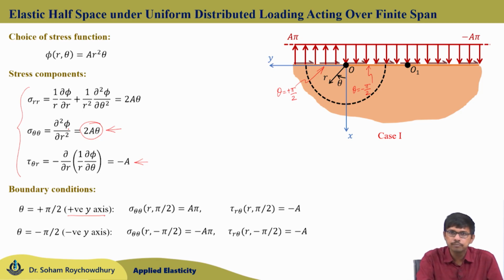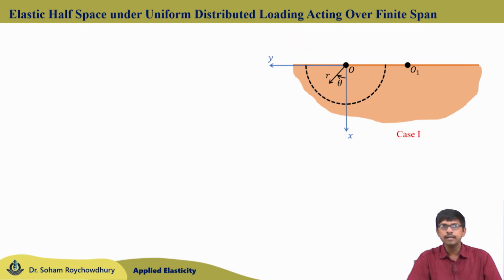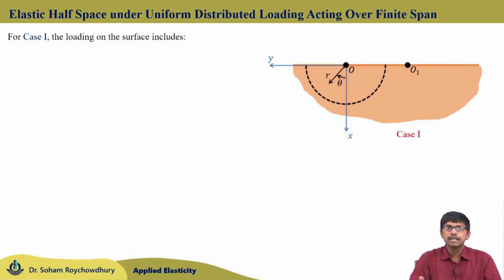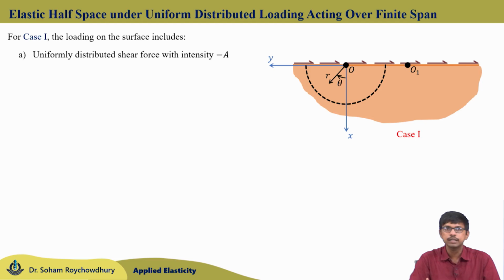So, if you look at this problem, the first case of the problem started with a choice of stress function as a r square theta. The obtained stress components result in a boundary condition like this, where we have two types of forcing. The surface loading, or surface traction boundary condition, includes two types of forcing. The first one is a uniformly distributed shear force of intensity minus a. As it is minus a, it would be acting along the negative radial direction for the theta equals plus pi by 2 surface, and the positive radial direction for the theta equals minus pi by 2 surface. So, that is shown here in the figure.